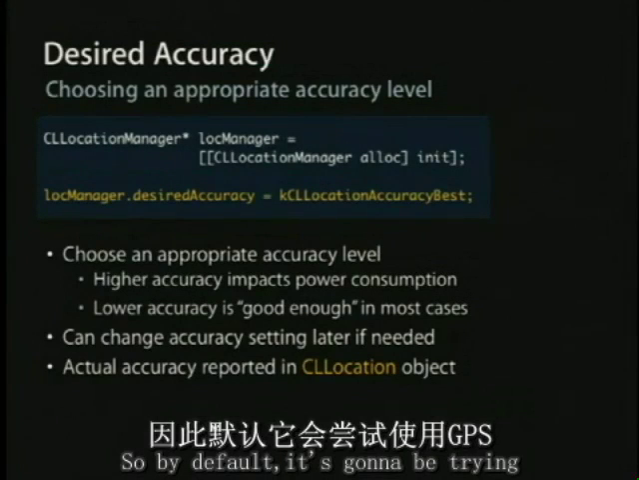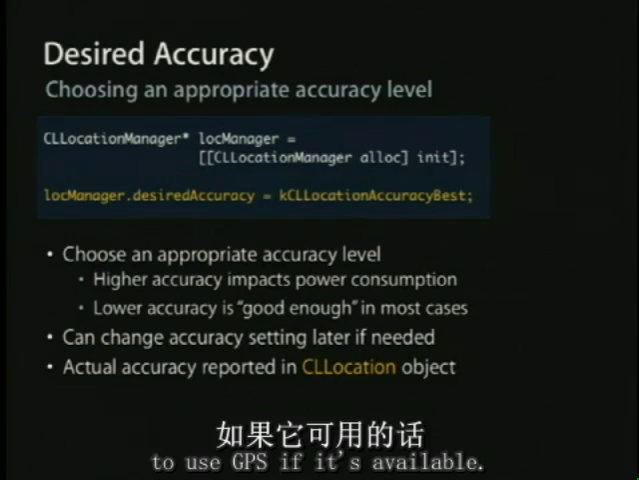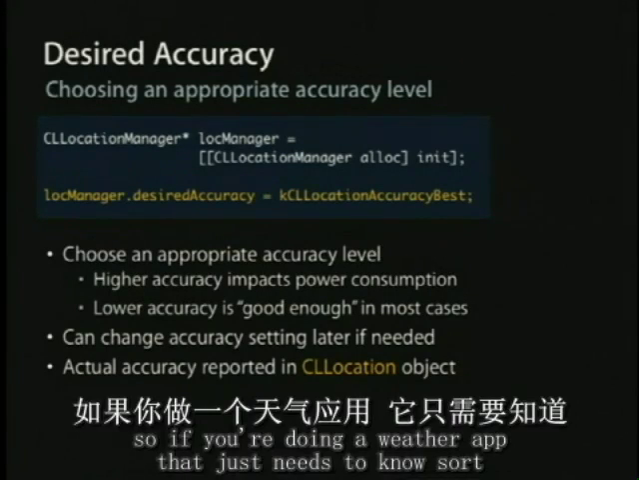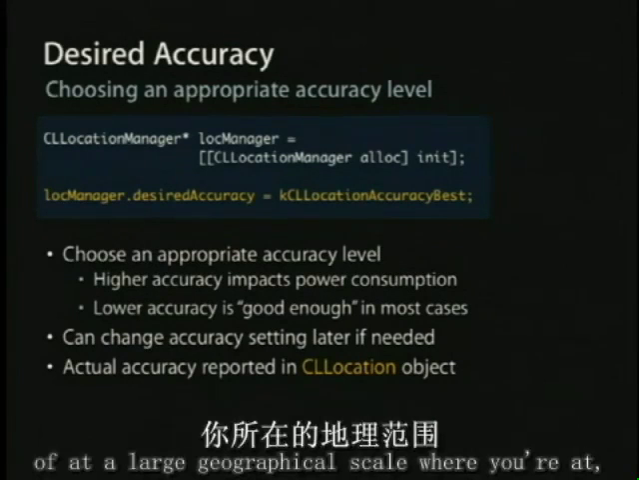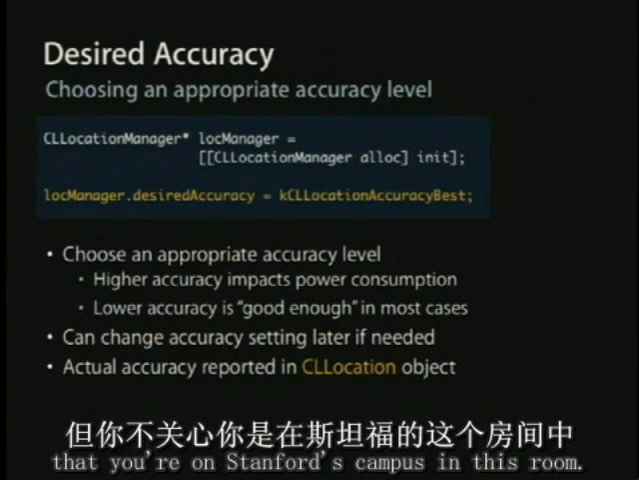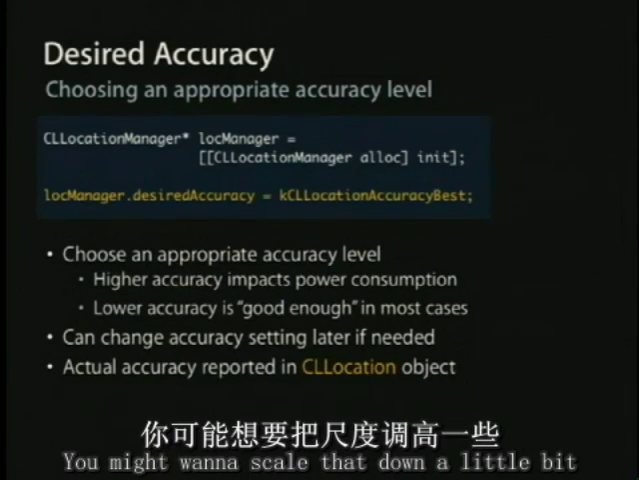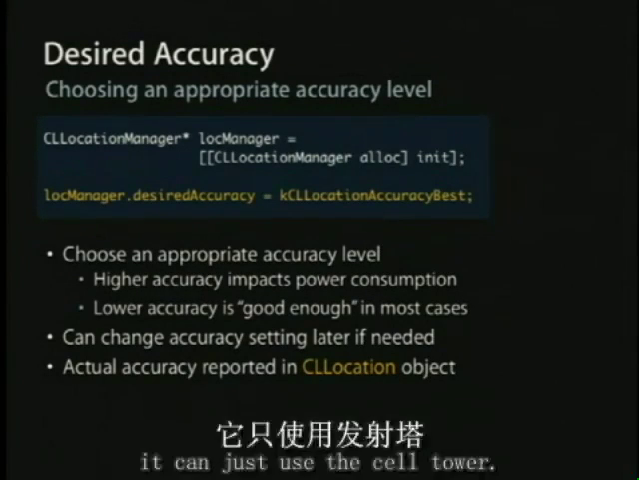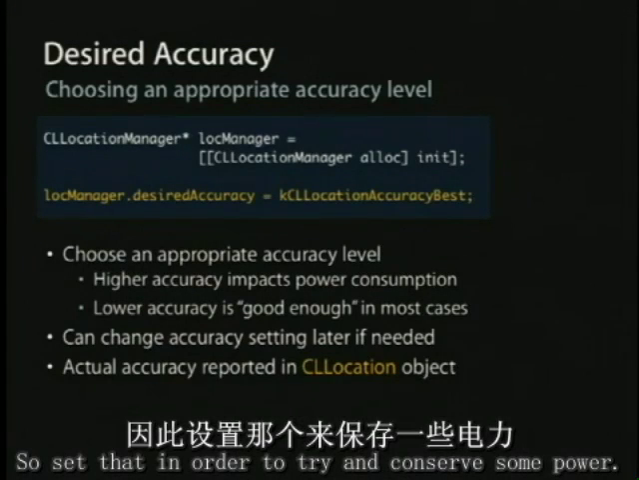So by default, it's going to be trying to use GPS if it's available. So if you really don't need that kind of accuracy, if you're doing a weather app that just needs to know at a large geographical scale where you're at, you just want to know you're in the Bay Area, but you don't care that you're on Stanford's campus in this room, you might want to scale that down a little bit so that the phone won't have to start up the GPS and the Wi-Fi in order to figure out where you're at. It can just use the cell tower. So set that in order to try and conserve some power.